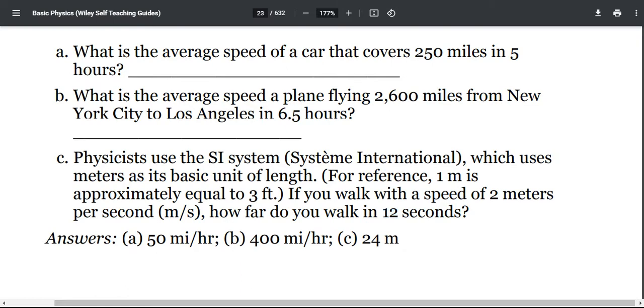So 12 into 2 equal to 24 meter. That was easy. Okay, now let's move on.